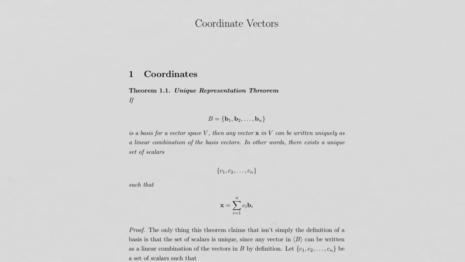We'll start by revisiting the unique representation theorem that we saw in a previous video. This theorem says that if I have a basis, B, for some vector space V, then any vector x in V can be written uniquely as a linear combination of the basis vectors. And in particular, these scalars, C1 through Cn, that multiply the basis vectors here are unique. The proof is essentially the same as we saw before, so we'll skip that for now.